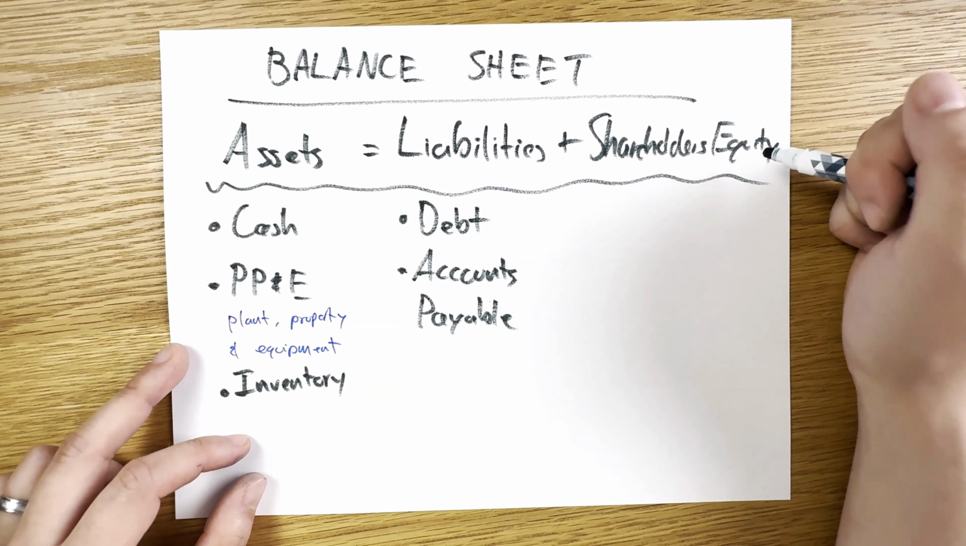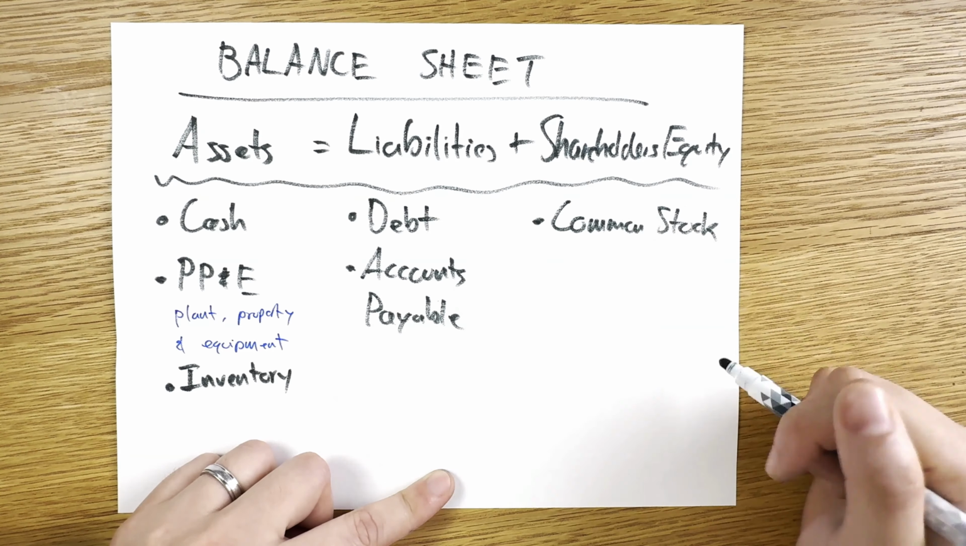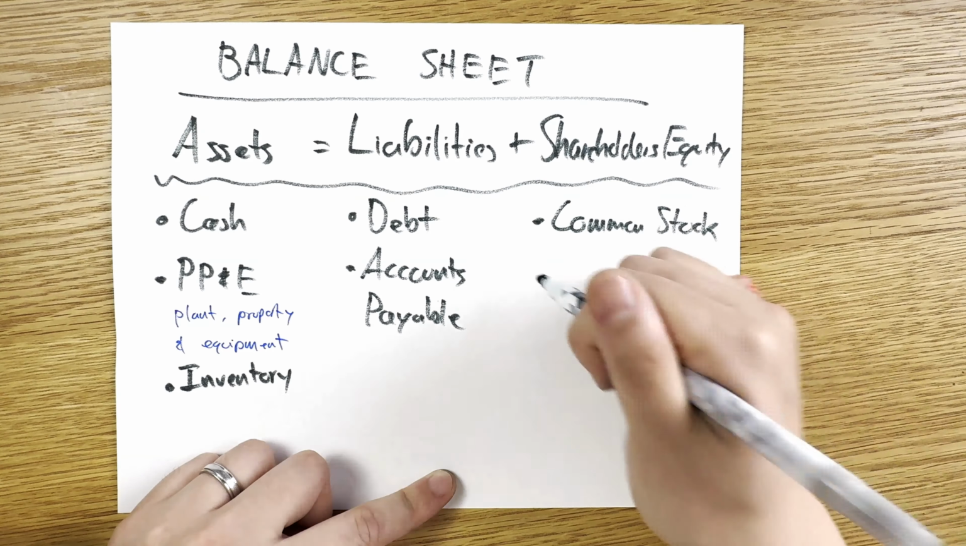Last category is shareholders' equity. Shareholders' equity is a bit more of a confusing category. It is mostly a plug to make the accounting math work. And there's really only two main categories here. The first, equity means ownership. So when you issue common stock or preferred stock, we're going to account for that transaction here. But the main category people are going to look at is something called retained earnings.